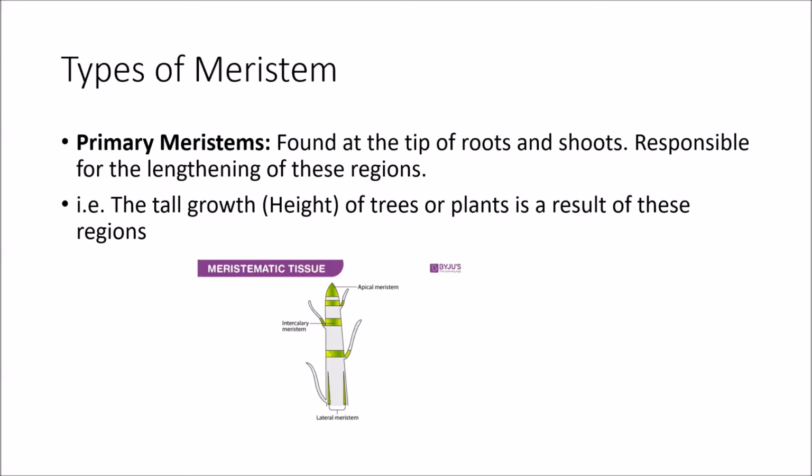Okay, so typically, the cells in this region are going to release some type of hormone called auxin. You might recall the purpose of auxin if you studied or learned about tropism before. Okay, so auxin is a hormone that is going to cause these cells to basically grow.